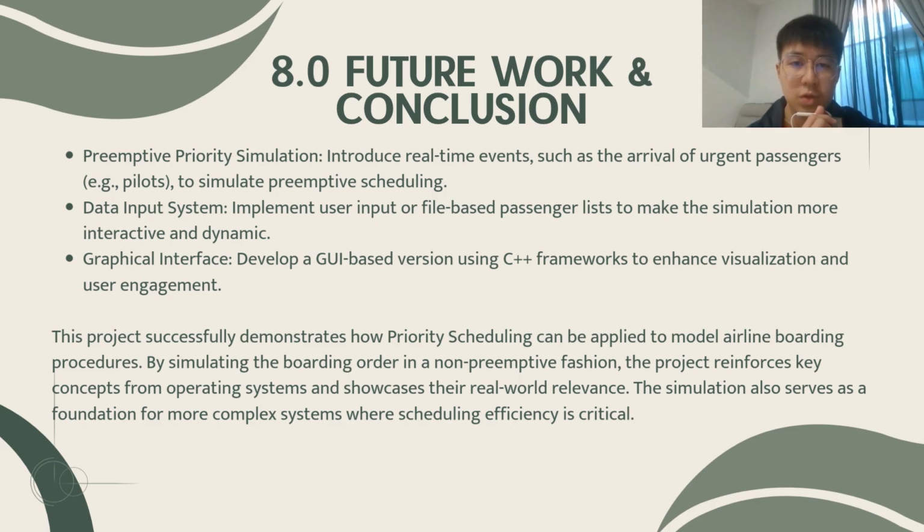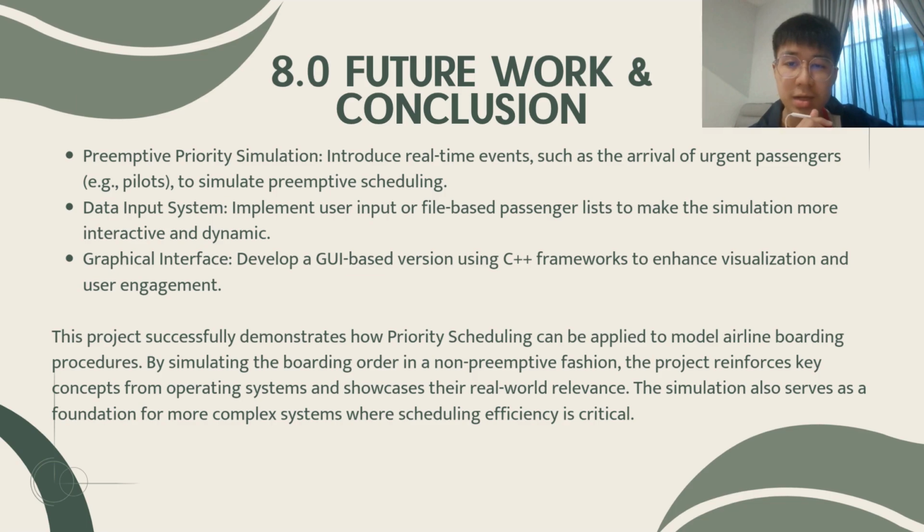So this is the future work and conclusion. First, I will talk about the places that we can improve in future. The first one is preemptive priority simulation. We can introduce real-time events such as the arrival of urgent passengers like a pilot to simulate preemptive scheduling.